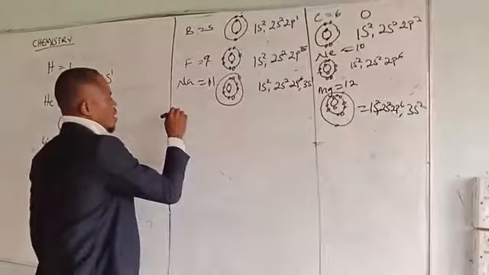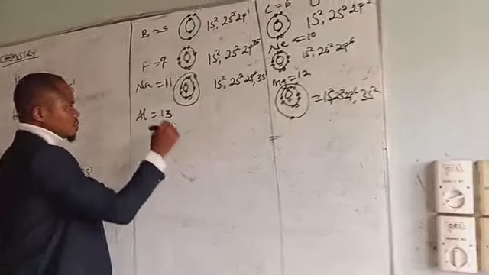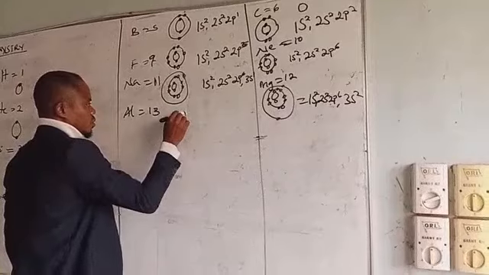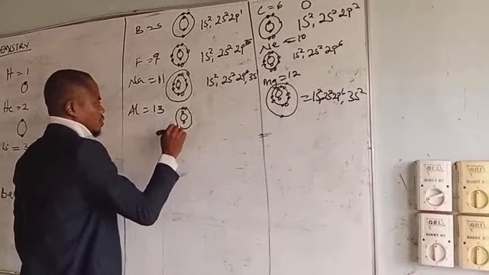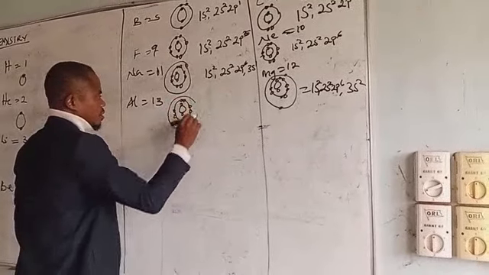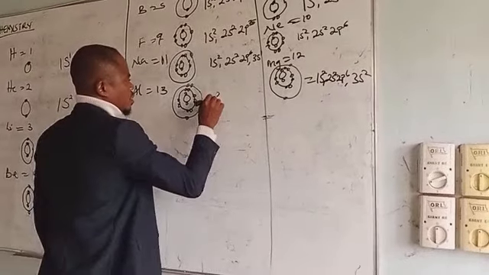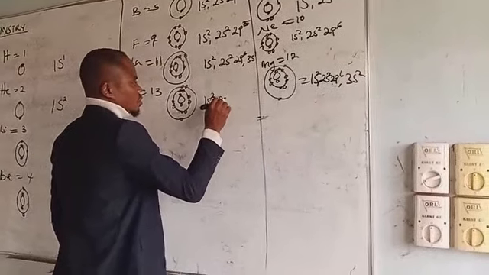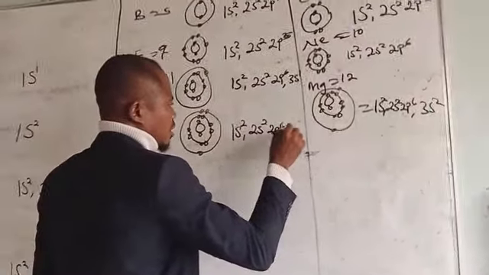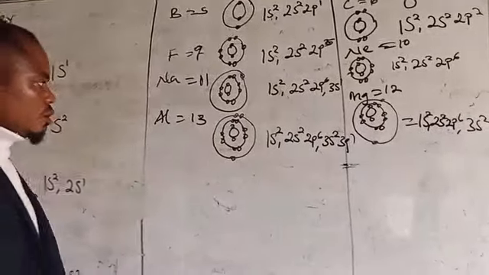Then we have aluminium 13. Aluminium 13 will be 1, 2, 1, 2, 3, 4, 5, 6, 7, 8. That is 10. 1, 2, 3. So in the SPD now we have 1s2, 2s2, 2p6, 3s2, 3p1. We are going to jump now.